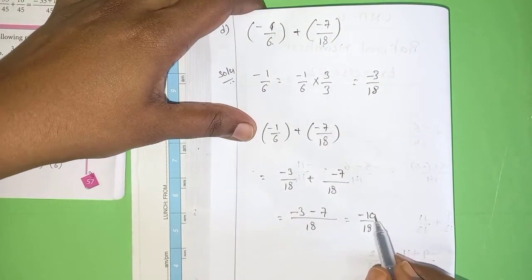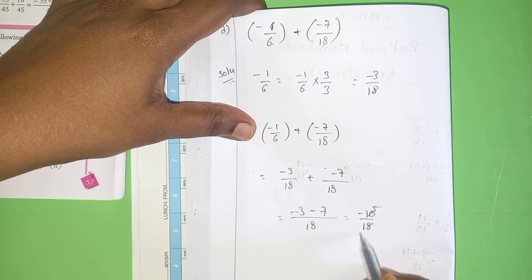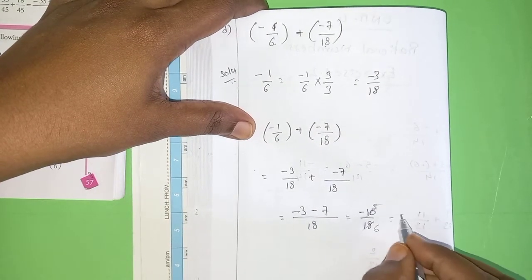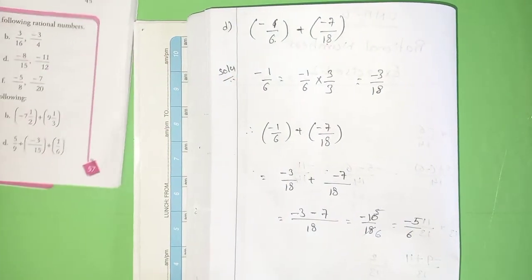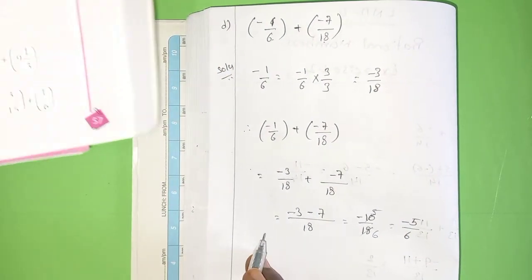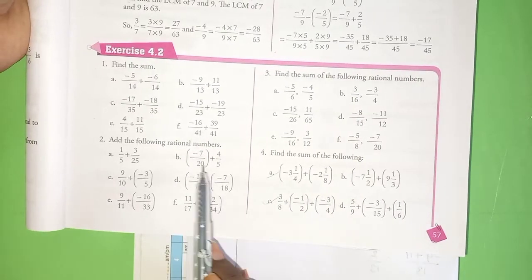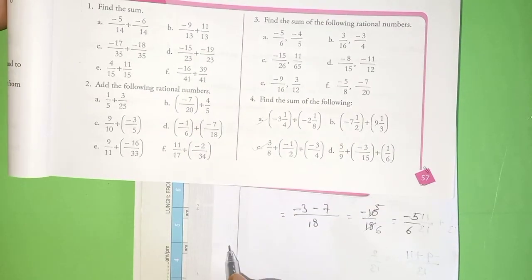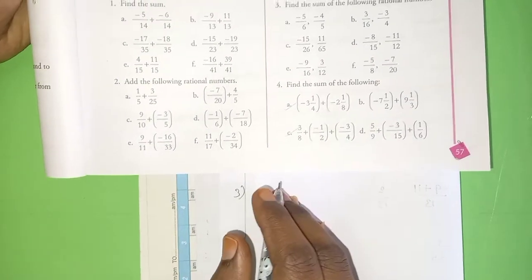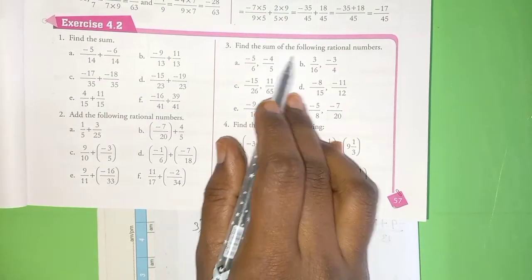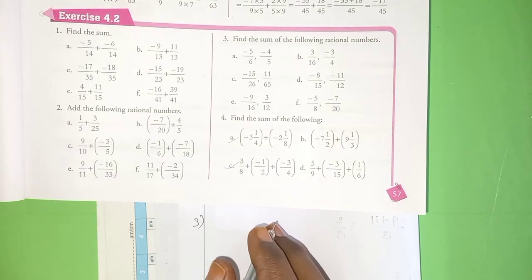Now if you wish, you can cancel here. 2 fives are 10, 2 nines are 18. Answer will be minus 5 by 9. Same way, do the remaining 4. Now let us move to the third one. Find the sum of the following rational numbers.